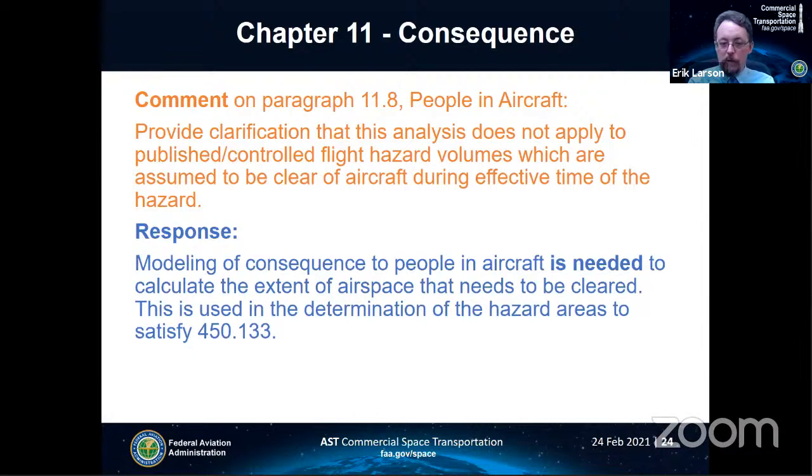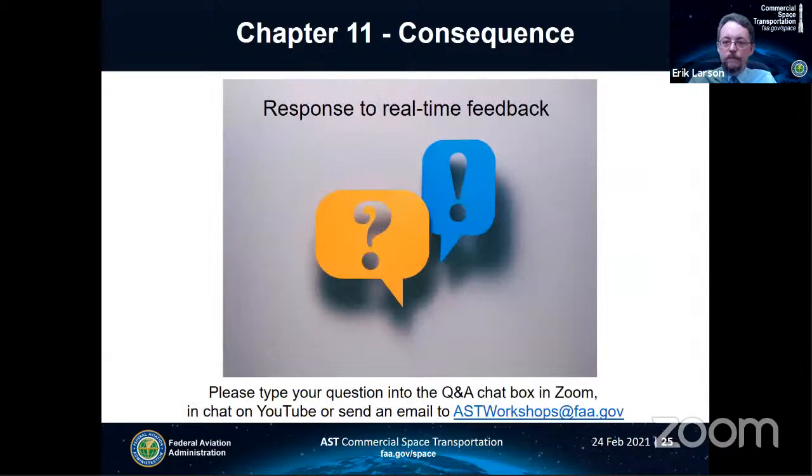So part of the work that's been done to develop better consequence models for people in aircraft has resulted in smaller hazard areas needing to be published for aircraft, because the very small debris no longer causes a hazard or no longer can cause a casualty, because the aircraft structure will protect the people inside. So that is relevant to hazard area determination. And moving on to the next slide.